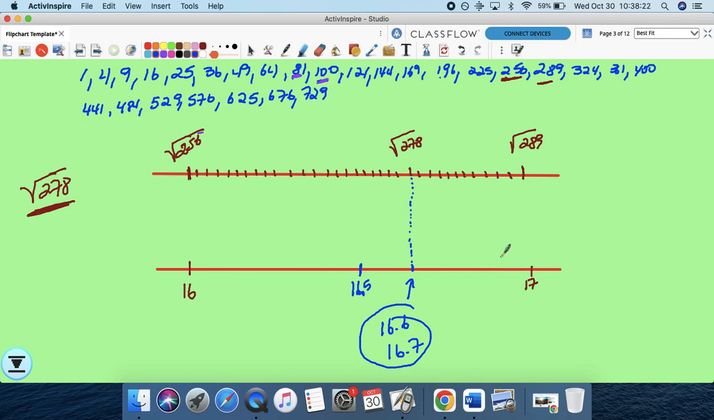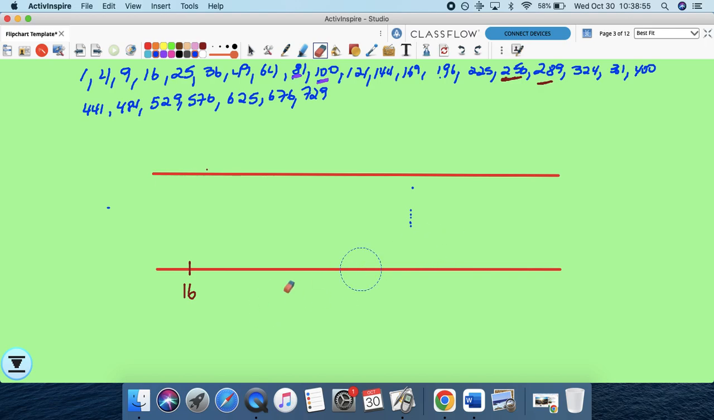So I'm going to take a calculator and enter square root of 278. And guess what? Square root of 278 on the calculator is 16.673332005... And notice that our approximation of 16.6 or 16.7 was really close. Okay, so this is the easier way to approximate the square root of a number. Okay, so that's one.